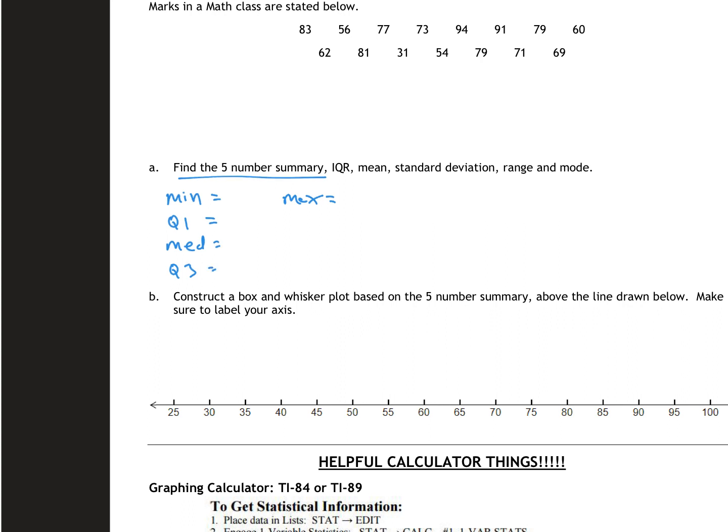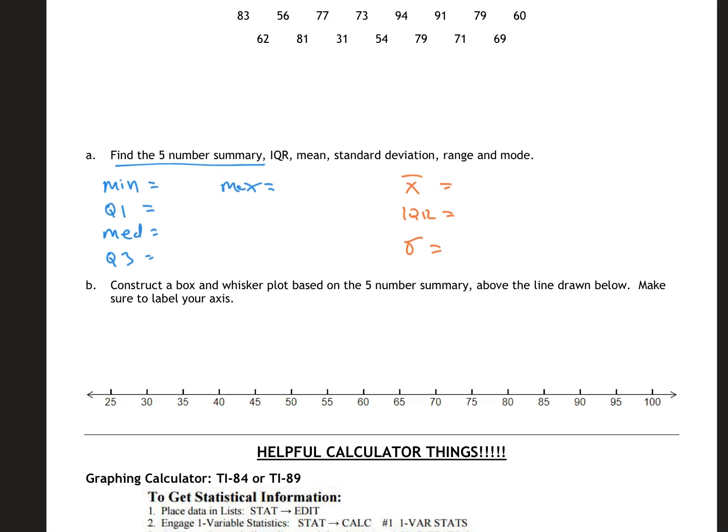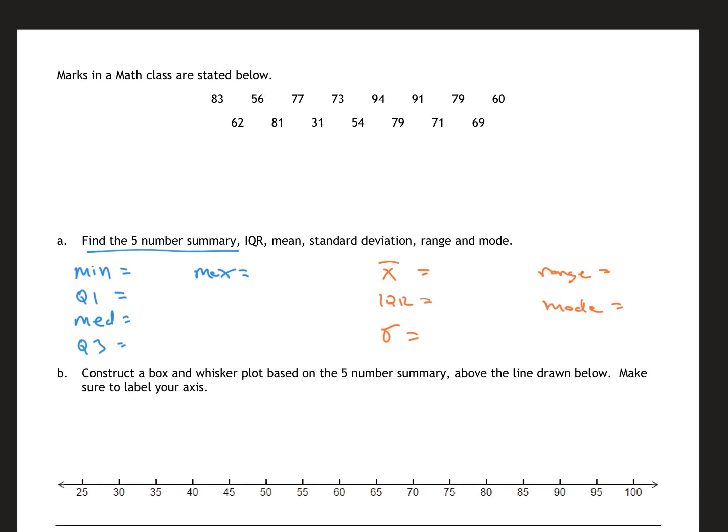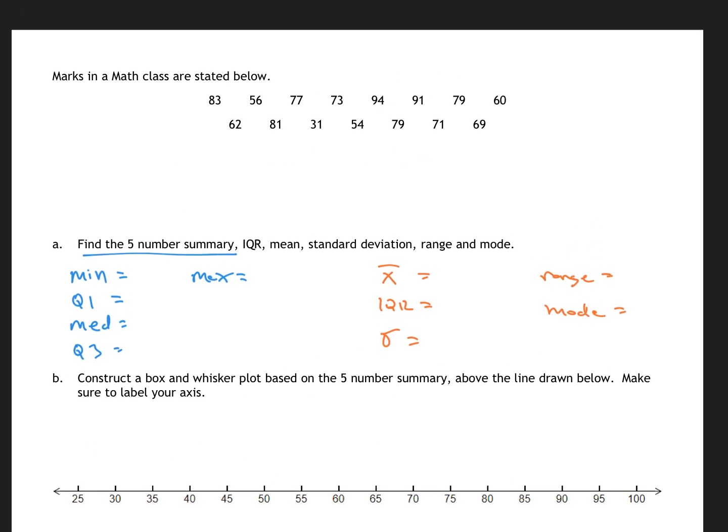And then I need to find my mean, my IQR, my standard deviation, and then I want to find my range and my mode. All right, and then we'll draw the box plot. So here, if I want to put everything in order, kind of helps you out, and then you can use your calculator. Calculator will do it for you. You don't need to put it in order.